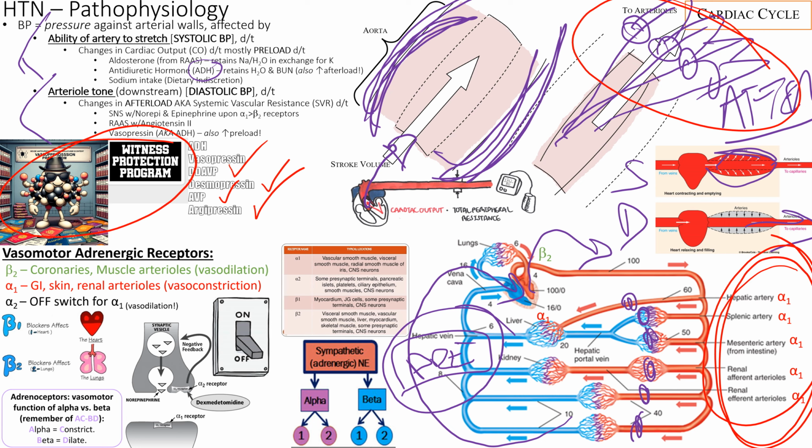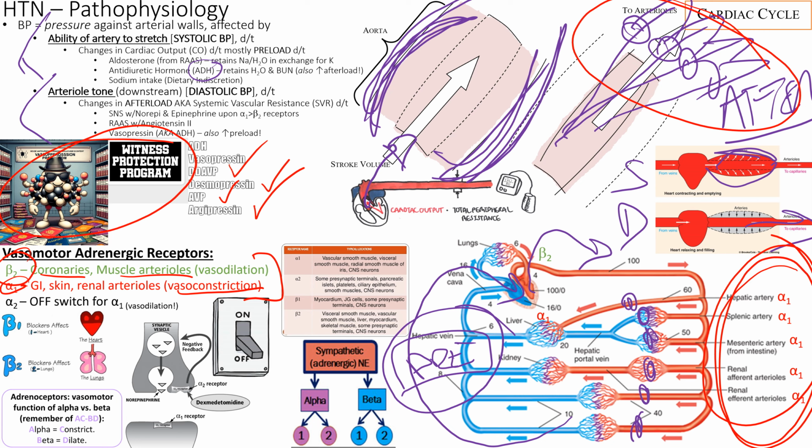Okay, so beta-2 will dilate at the coronaries, muscle arterioles, lungs, etc. Those vessels will dilate during SNS response. And then at the alpha-1 receptors, they're going to vasoconstrict. Well, you've got dilation and constriction. Which one wins? Well, you just imagine how many more alpha-1s there are. We are going to vasoconstrict, and therefore, we're going to raise or lower our blood pressure? Which one? We're going to raise our blood pressure.